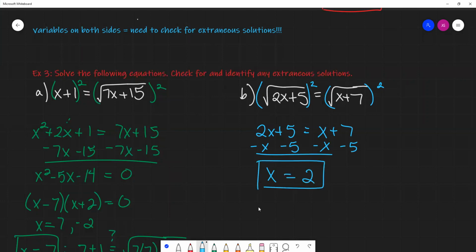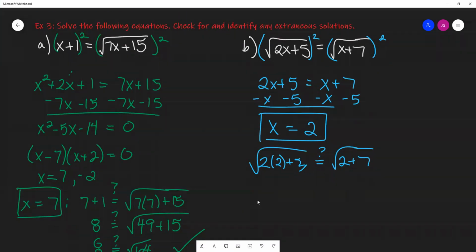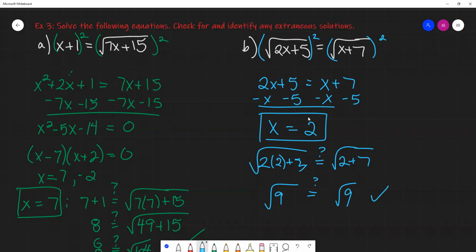Okay, and if I check that really quick, 2 times 2 plus 5, that's a 5, I promise, that's just really ugly. Is that equal to the square root of 2 plus 7? Okay, 2 times 2 is 4, plus 5 is 9, square root of 9. 2 plus 7 is also 9. Is the square root of 9 equal to the square root of 9? Yes. So that solution does work, okay?